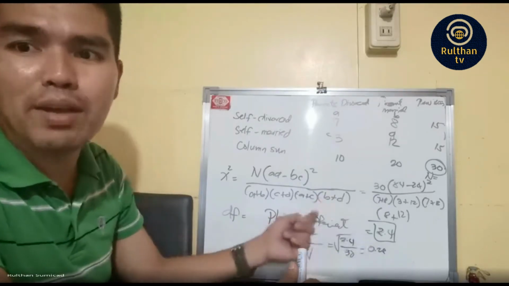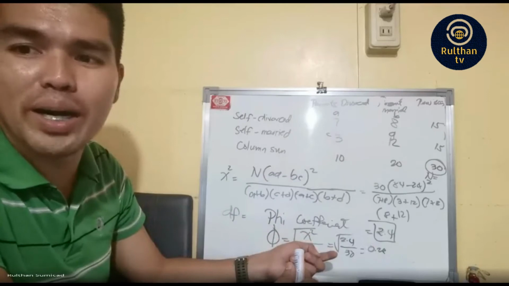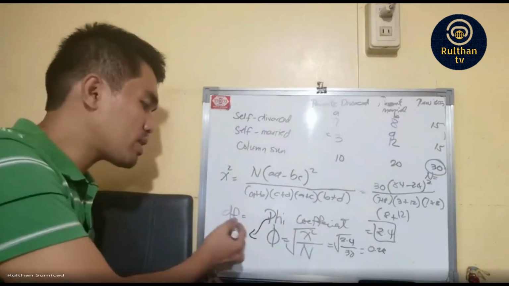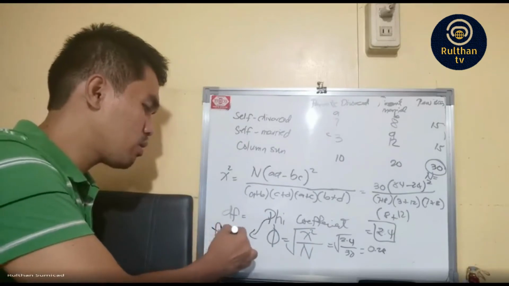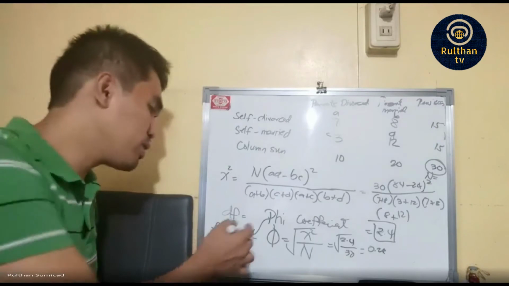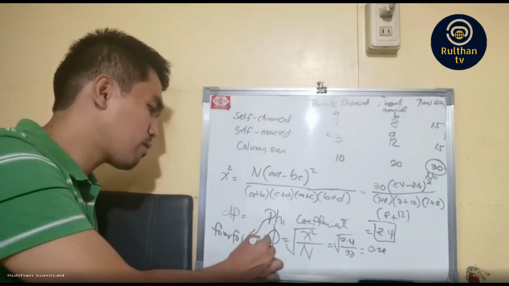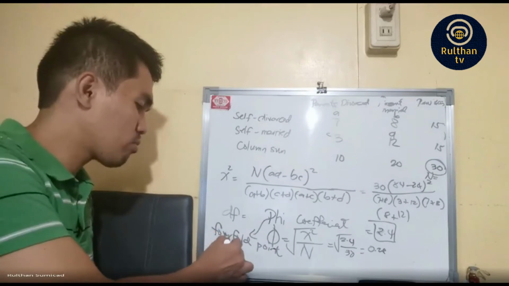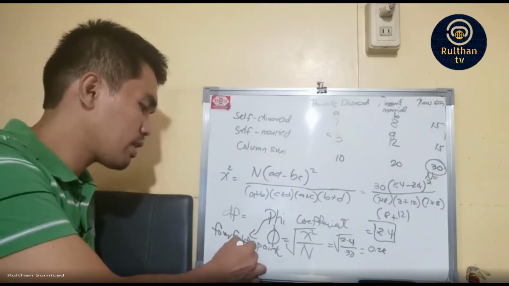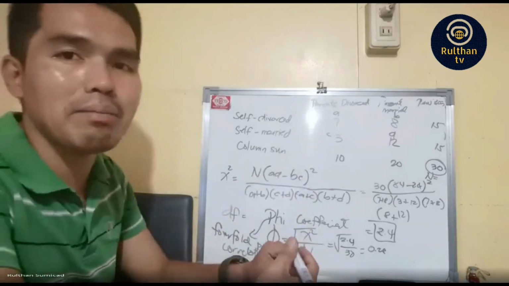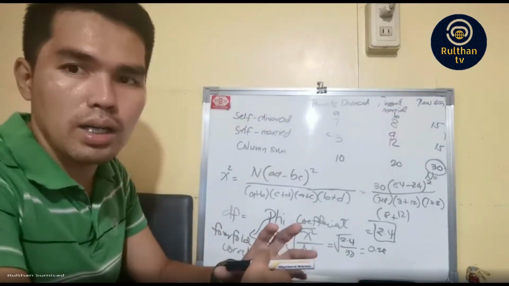The phi coefficient is also known as the four-fold point correlation. This is in relation to the point biserial correlation.